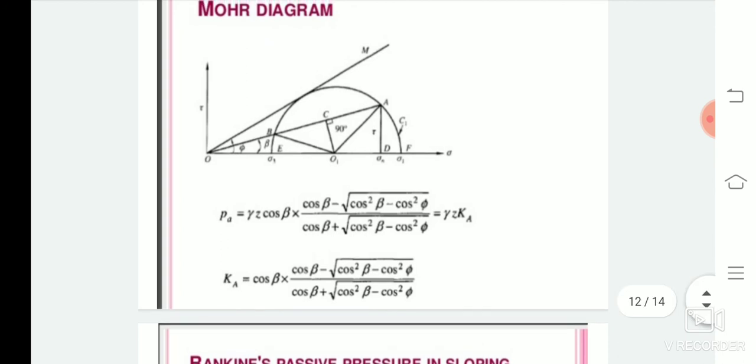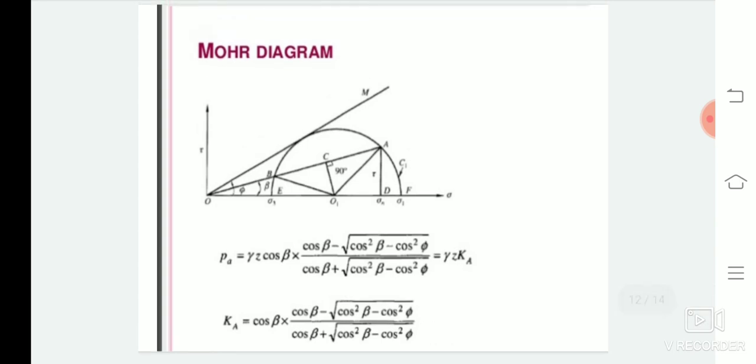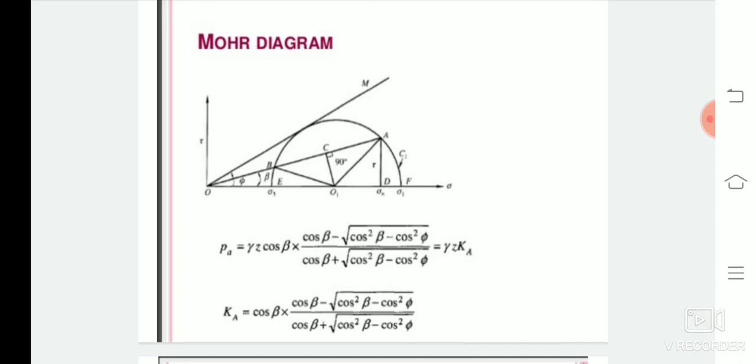From there we can get the value of the active earth pressure coefficient as cos beta multiplied by cos beta minus root of cos square beta minus cos square phi, divided by cos beta plus root of cos square beta minus cos square phi. Hence the earth pressure pa is given by gamma z into cos beta minus root of cos square beta minus cos square phi divided by cos beta plus root of cos square beta minus cos square phi. From there we can find the coefficient of active earth pressure, and this resultant pressure always acts at h by 3 above the base of the wall.